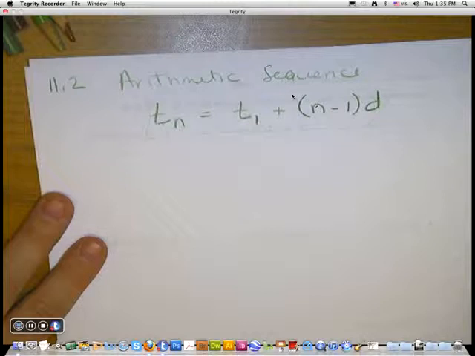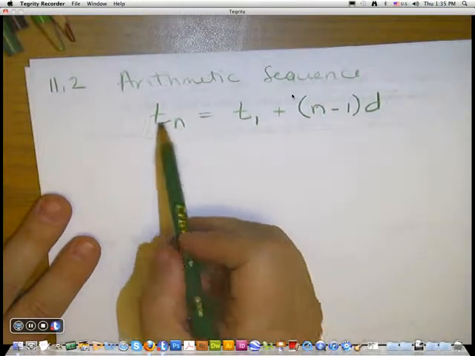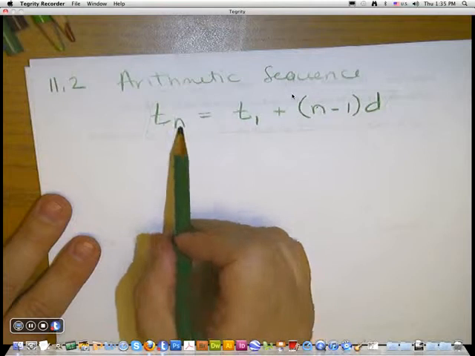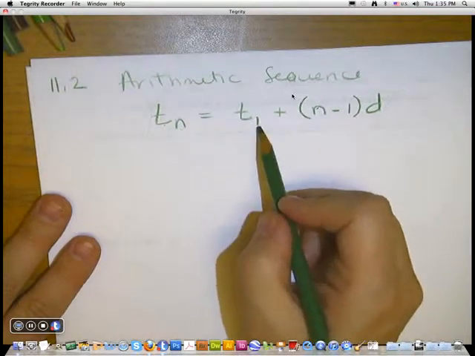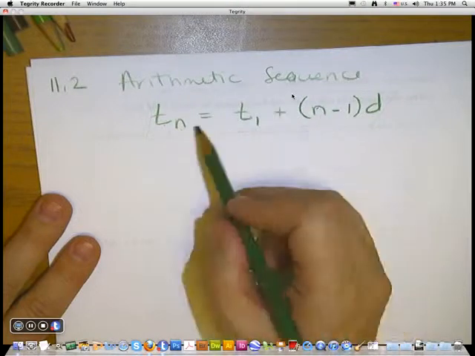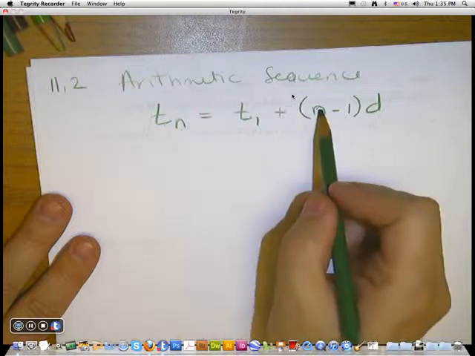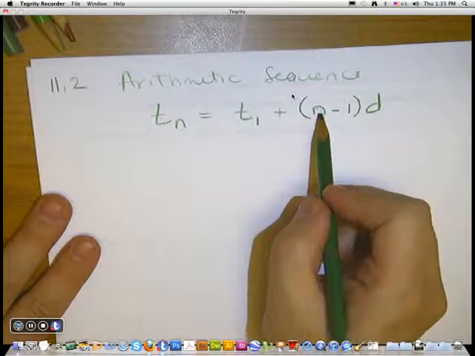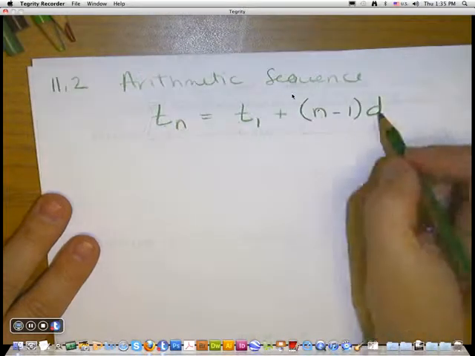It is something you have to memorize. I'm not going to give it to you on the quiz. You do need to be able to plug stuff into it and find things from it. So this nth term is the final term or whatever term you're looking for. T1 is your first term. This n represents the number term you're looking for. So if you're looking for the 10th term, you'd put the number 10 there. If you want the 8th term, you'd put the number 8 there. It's always minus 1.